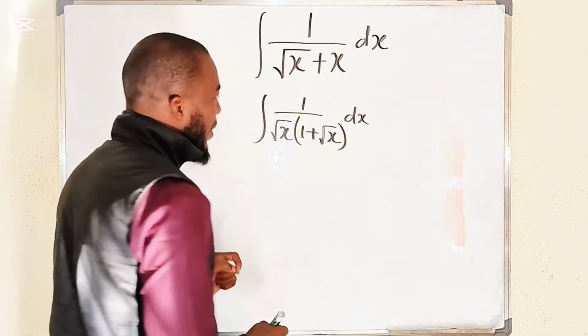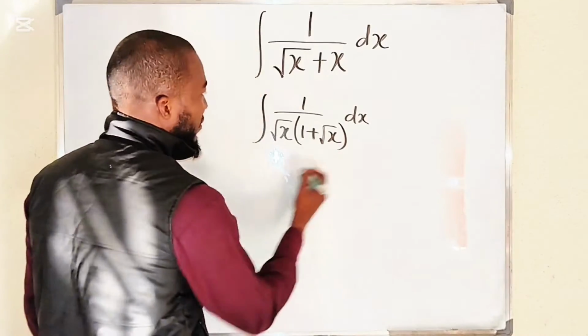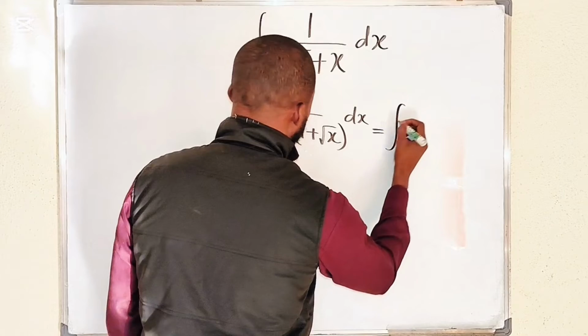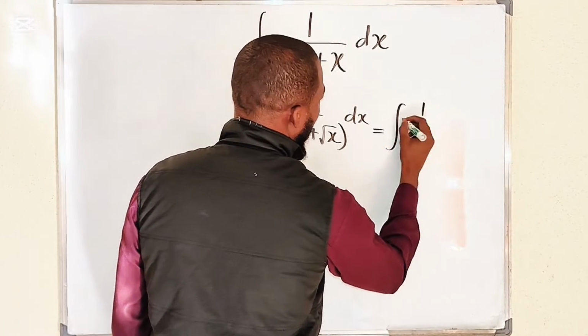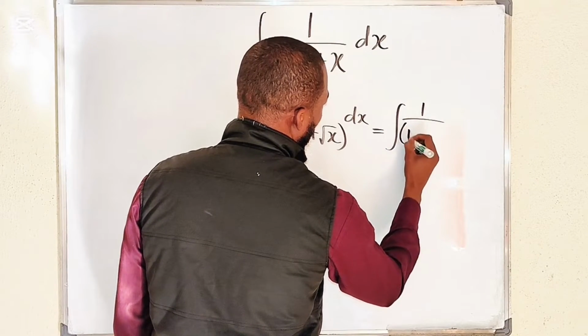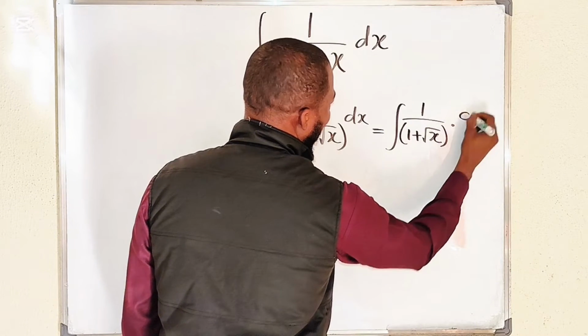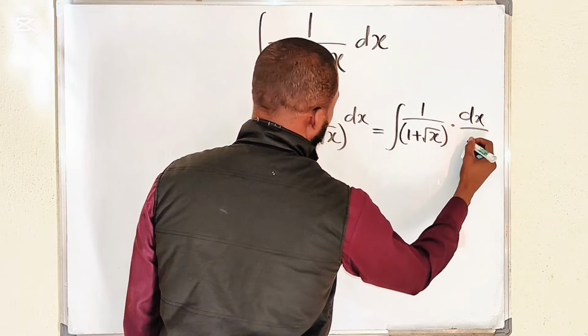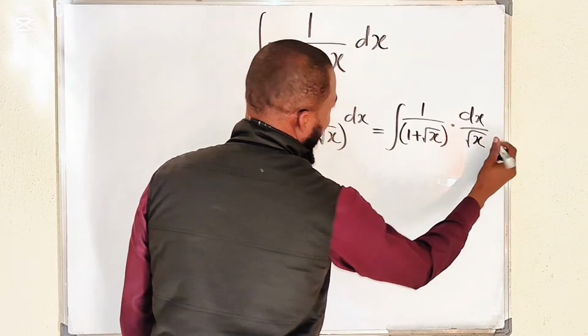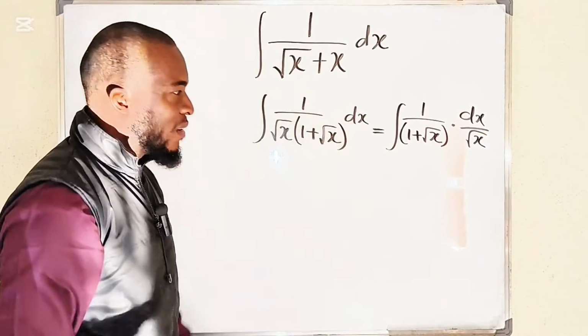All right, then I think I can rearrange it as this is equal to the integral of 1 divided by 1 plus the square root of x, right, multiplied by dx divided by the square root of x. Yes, this and this mean the same thing.